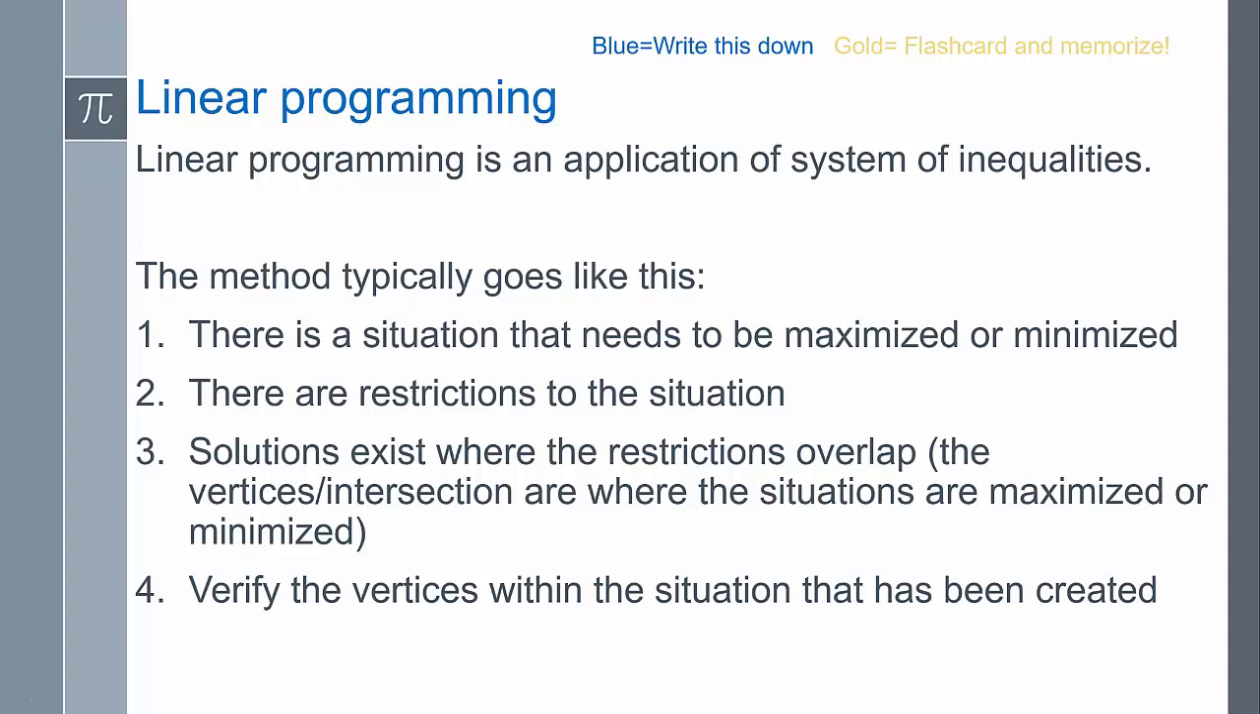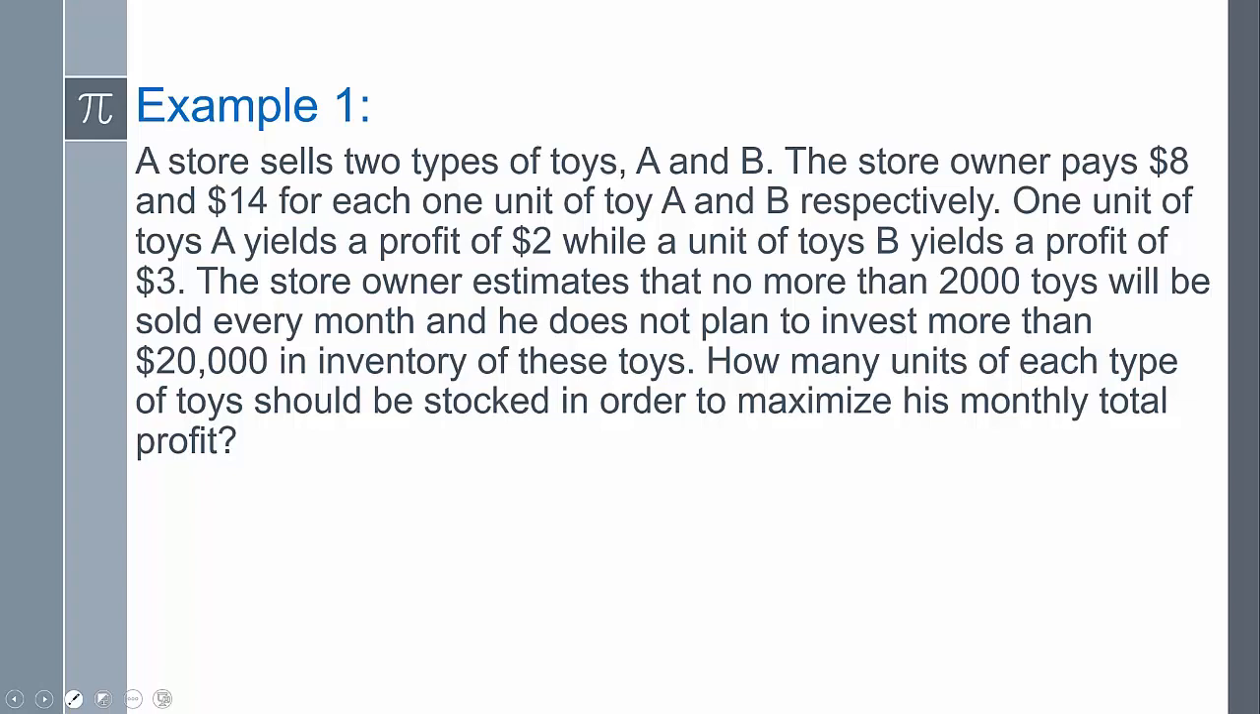So let's take a look at our first example. It says a store sells 2 types of toys A and B. The store owner pays $8 and $14 for each 1 unit of toy A and B respectively. 1 unit of toy A yields a profit of $2, while a unit of toy B yields a profit of $3. The store owner estimates that no more than 2,000 toys will be sold every month, and he does not plan to invest more than $20,000 in inventory of these toys. How many units of each type of toy should be stocked in order to maximize his monthly total profit?